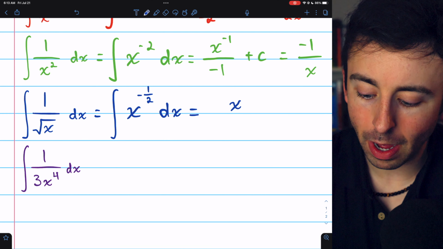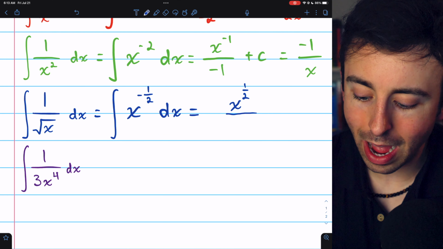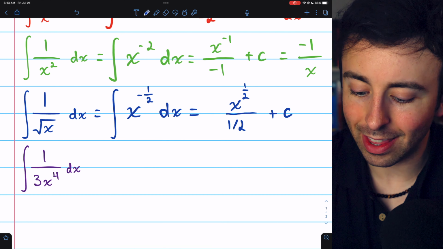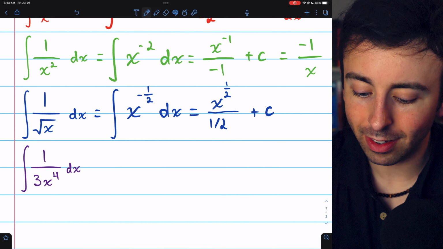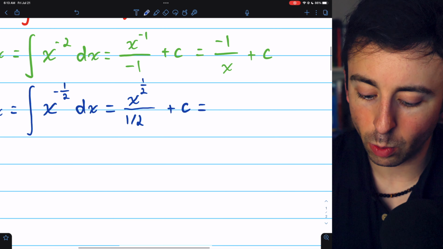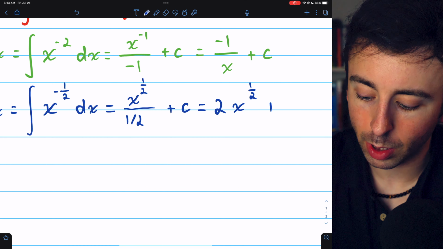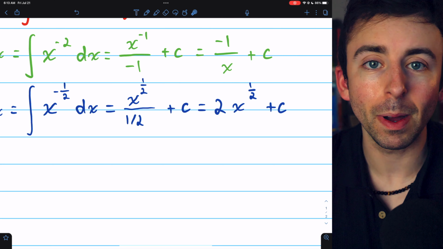Increase the exponent by 1, so from negative 1/2 to positive 1/2. And then divide by that new exponent. The new exponent is 1/2, so we divide by 1/2 and add the arbitrary constant. You may recall dividing by a fraction is the same as multiplying by its reciprocal. So this is equal to 2 multiplied by x to the 1/2 plus c. Dividing by a half is the same as multiplying by 2.